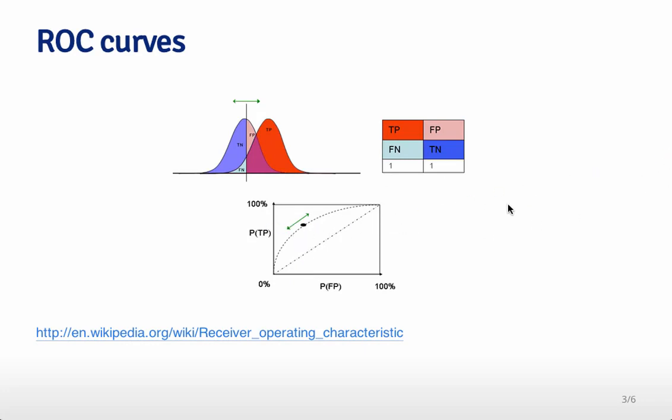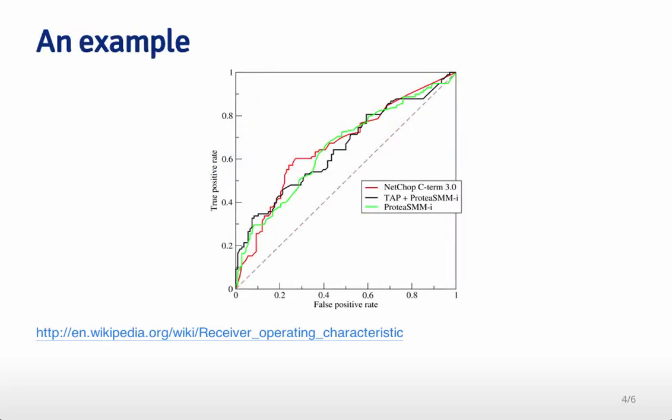And so you can use these ROC curves to define whether an algorithm is good or bad by plotting a different point for every single cutoff that you might choose, and then plotting a curve through those points. So this is an example of a couple of algorithms that are used to predict, and these are examples of what real ROC curves look like.